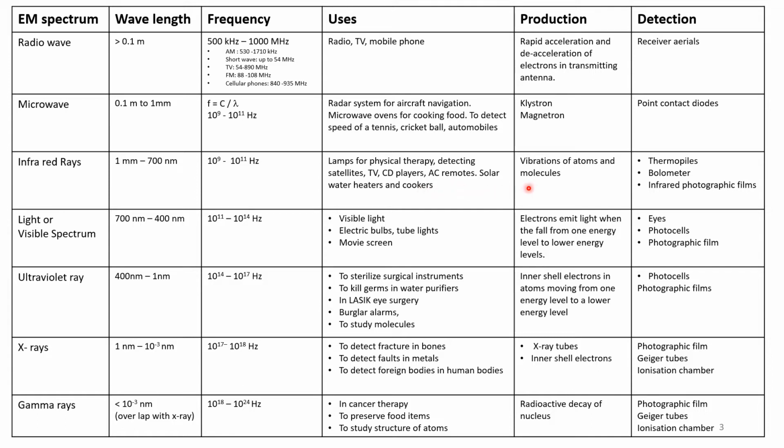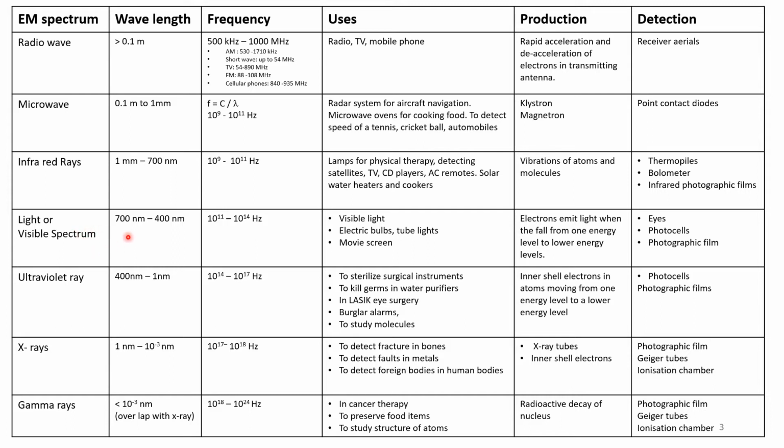These are produced due to vibrations of atoms and molecules. These are detected by thermopiles, bolometers and infrared photographic films. Then the next type of electromagnetic wave is light, which we are commonly witnessing.